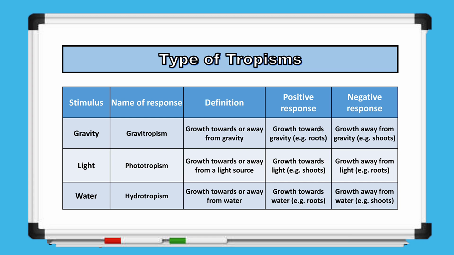Hydrotropism is a response to water. Roots generally show positive hydrotropism by growing toward water, while shoots may grow away from it, showing a negative response. The stimulus here is water, and the effect is that roots move toward areas with more water, helping the plant stay hydrated. These examples show how plants detect environmental stimuli and adjust the growth to survive, develop, and thrive in their surroundings.